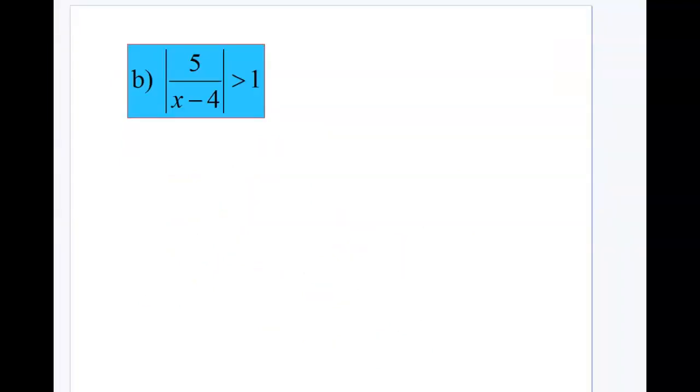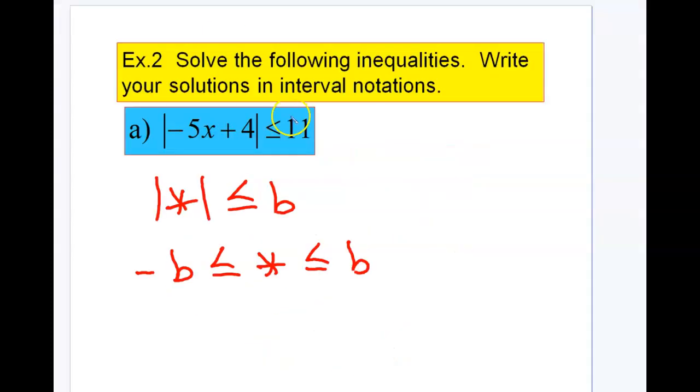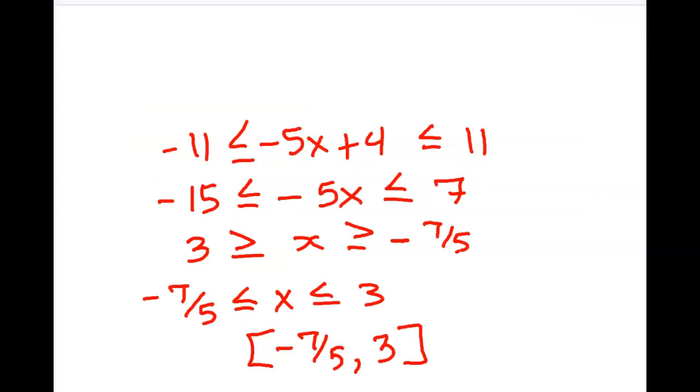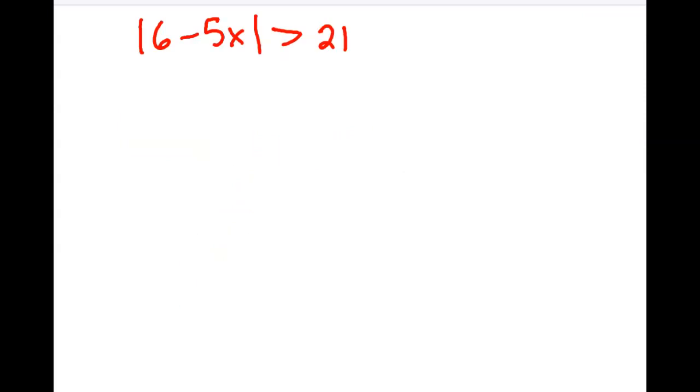Okay, in our second example, this one here is a little bit more challenging. And before I do this one, I'm just going to do one more. Let's say we have the absolute value of 6 minus 5x is greater than 21. Now, notice in the first example, we had it less than or equal to a constant. And in this second example, it is greater than 21.